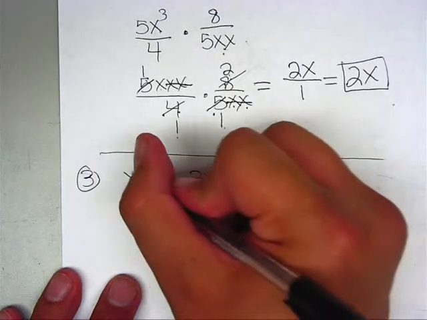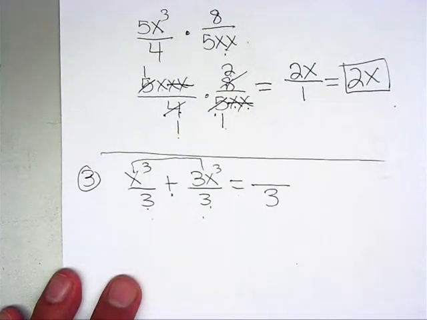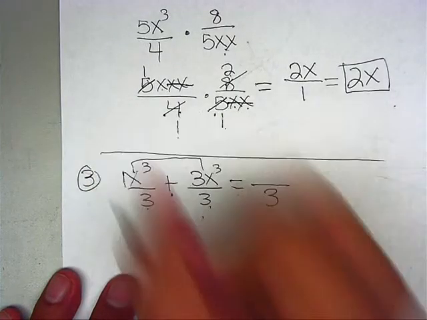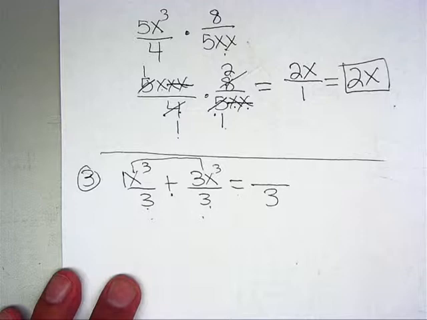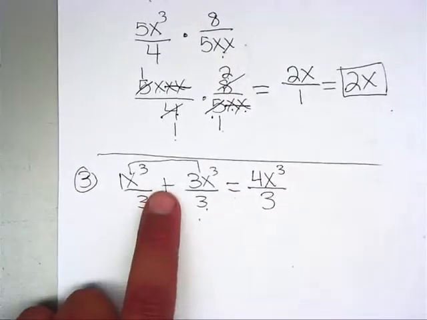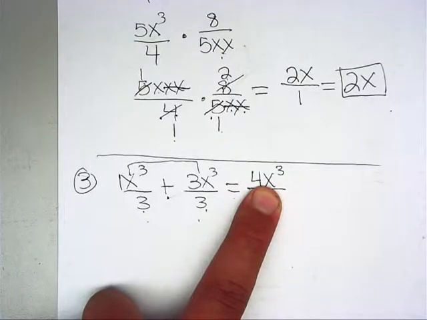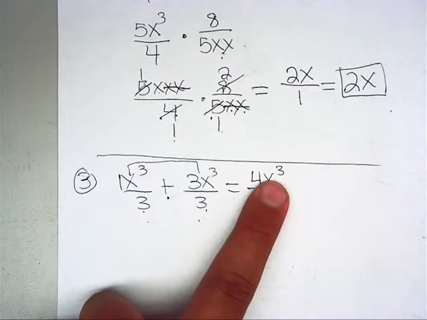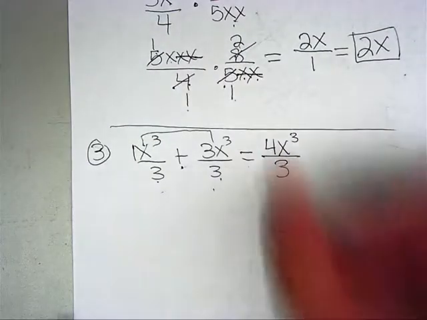Now adding across the top, x to the third plus 3x to the third are like terms. So 1x to the third plus 3x to the third is 4x to the third. Remember, when we're adding like terms, we don't change the exponents. This is our answer.